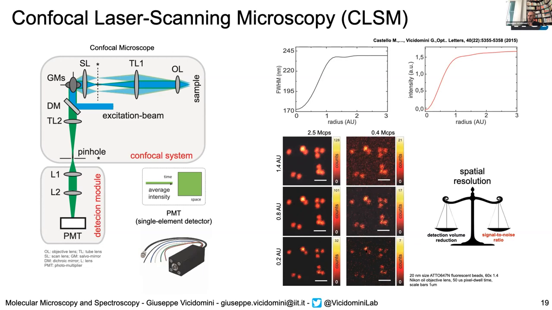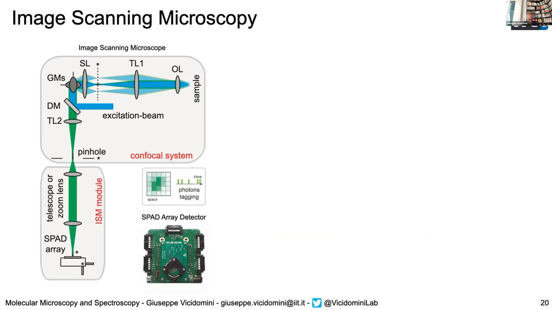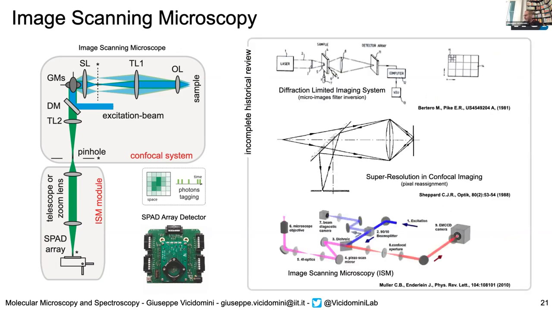So what I'm going to show you is that by using the SPAD array detector, the single photon avalanche diode array detector that I described before, you can solve this limitation. In particular, I want to show you how we can implement the concept of image scanning microscopy.